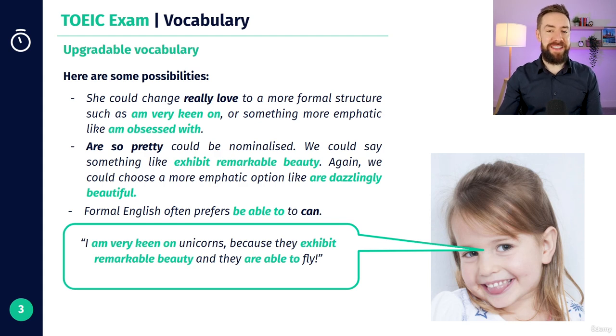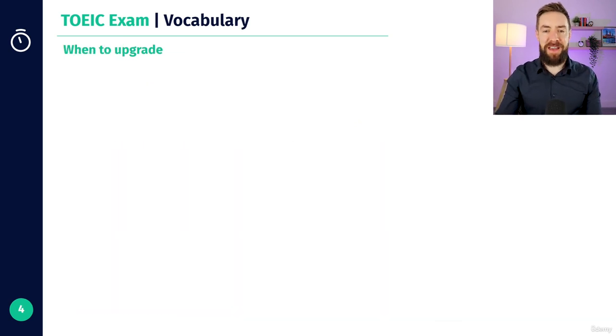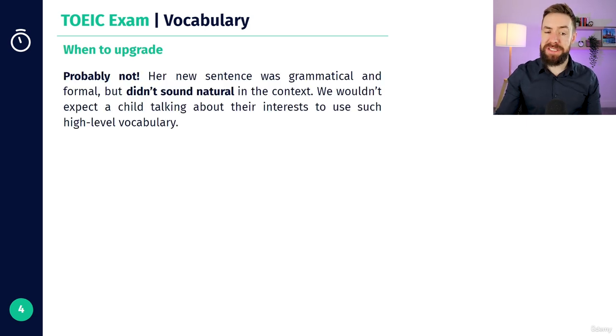So that's what would happen if the little girl upgraded her vocabulary. But should the little girl upgrade her vocabulary? What do you think? How do you feel when you read that sentence? I am very keen on unicorns because they exhibit remarkable beauty and they are able to fly. How does that make you feel? So to me, because it's a little girl talking, you'd probably expect her not to use such advanced vocabulary. It's a little strange. So should she upgrade all of those words?